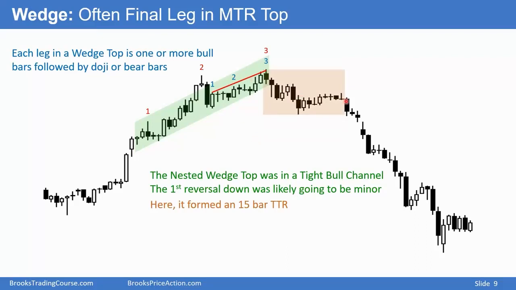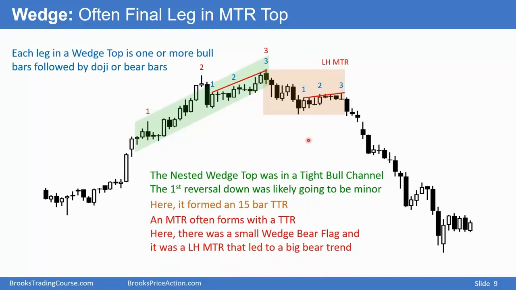Here we got a 15-bar tight trading range, TTR, tight trading range. Within it, there's a small wedge, 3 pushes up, bull, bear, bull, doji, and then a third push. You often get a lower high major trend reversal when there's a tight trading range after a bull trend. It usually comes as some kind of a double top. You could say this bar is a double top with that bar.